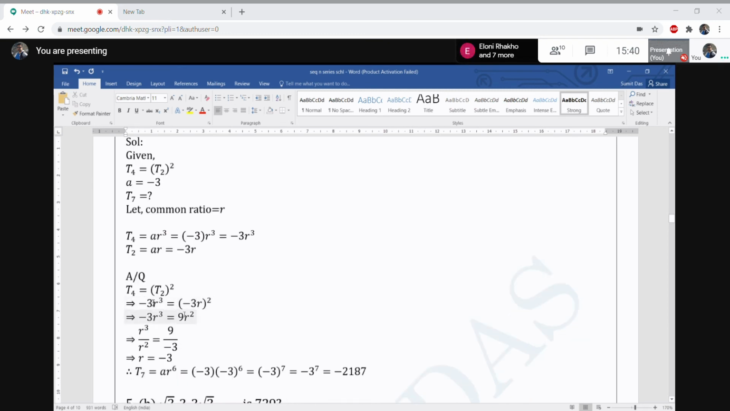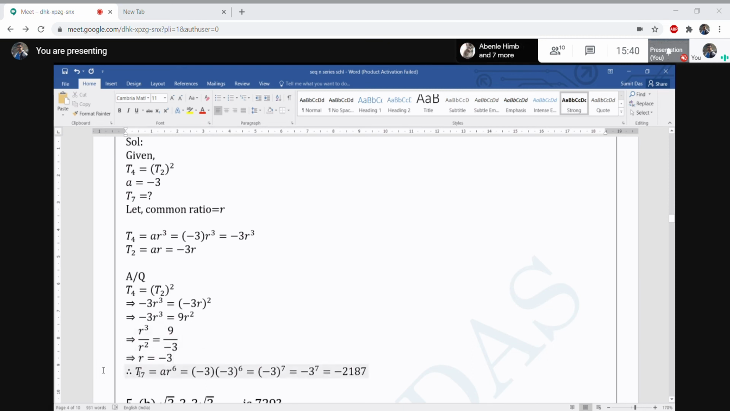(-3r) whole square is 9r square. So if I divide both sides with r square, left hand side I'm getting r cube by r square, and right hand side I'm getting 9 by -3. I'm just doing cross division. This side I'm dividing with r square, this r square comes down, and this -3 comes to this side. Okay, so basically here we are getting r equal to -3.